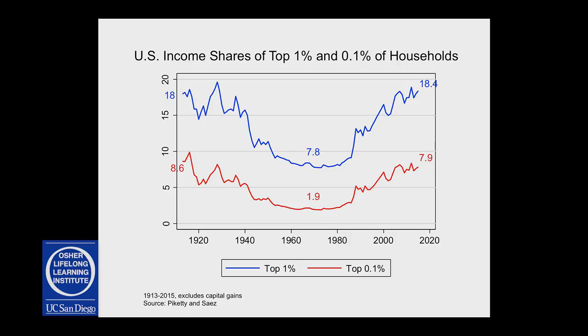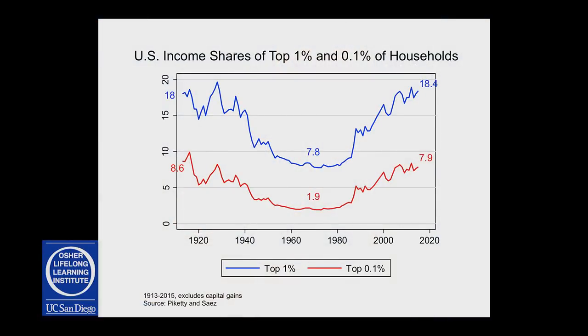So the blue line is the top 1%. Back in 1913, the top 1% earned 18% of all income generated in the United States that year. It remained high, and then something happened in the early part of World War II, the 1940s, and income inequality decreased, meaning that top 1% of people were earning a smaller share of the overall income. So that decreased and stayed low for several decades, so that the top 1% was earning 7.8% of all income generated in the US, all right? So that was a lower inequality period for the US.